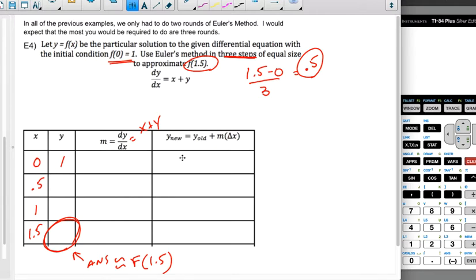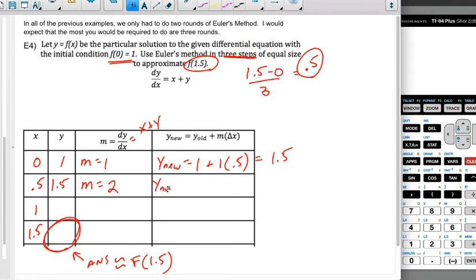So let's go ahead and fill out our table, right? So the slope is 0 plus 1, so my slope is 1. My new y is going to be the old y, 1, plus a 1 times a 0.5, right? That's the slope 1 times the 0.5, which is the change in x. So that seems to be a 1.5. Cool. My new slope here is going to be 0.5 plus 1.5, right? So that's going to be a 2.